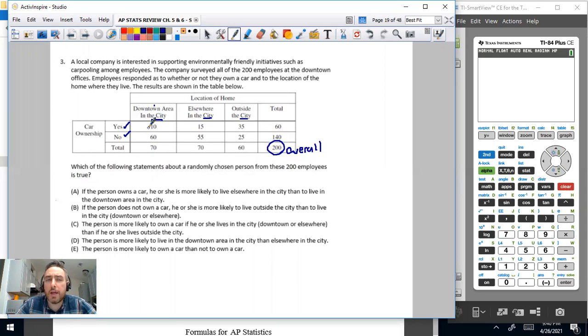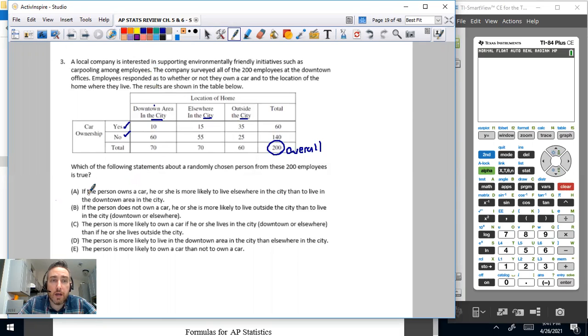All right, I want you to think about that, and I want to see if you can make those calculations yourself. So if the person owns a car, he or she is more likely to live elsewhere in the city than to live in the downtown area of the city. All right, you ready to figure out those probabilities?